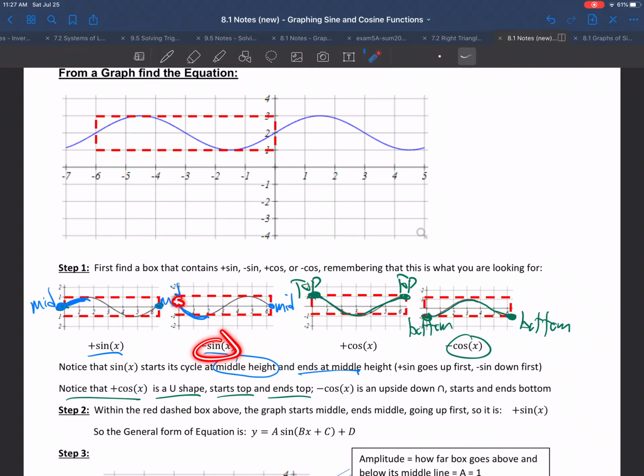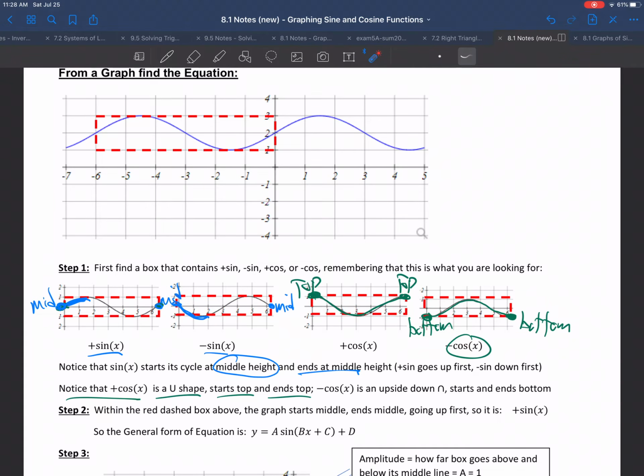The negative sine, same thing. Starts in the middle, ends in the middle, goes low, then high. Whereas cosine is a U-shape up or a U-shape down. So that's the key difference. You've got to know that key difference. If you see a U-shape, so cosine starts high and ends high, or starts low and ends low. It doesn't start or end in the middle of its box. The cosine is a U up or a U down in its box. That's one cycle of cosine.